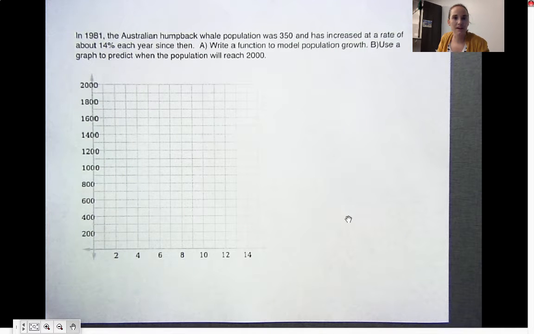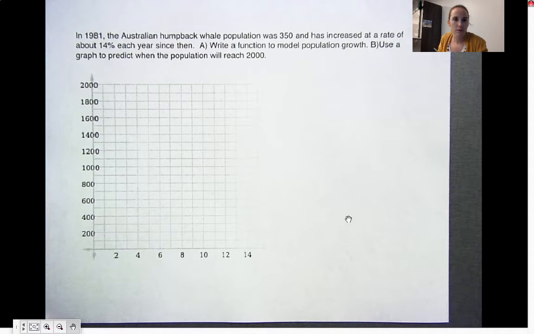This is Growth and Decay Part 3. The last two videos you learned how to graph exponential growth or decay using a word problem, and how to write the function. Now we're going to combine all of that together in this problem. It's very similar to the first problem that we did. So let's just get started.